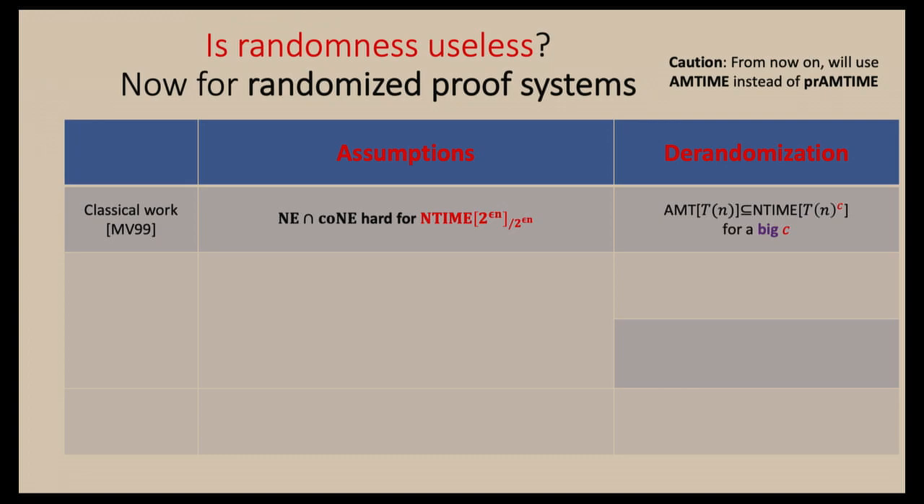Okay, so let's get to the derandomization, super fast derandomization for randomized proof systems. So the classical work, there are lots of classical work, but I think the best one shows that if capital NE is hard for non-uniform non-deterministic circuits, then Arthur-Merlin T of n time is contained in non-deterministic T of n time with some big constant exponent. I didn't look carefully what's the lower bound on this C, but it's probably greater than 2 or 3, I think.